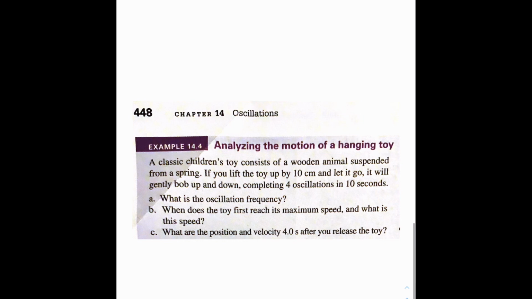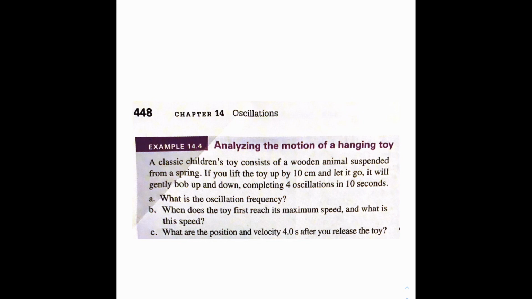All right. Analyzing the motion of a hanging toy. It says a classic children's toy consists of a wooden animal suspended from a spring. If you lift the toy up 10 centimeters and let it go, it will gently bob up and down, completing 4 oscillations in 10 seconds. What is the oscillation frequency? And then it asks some questions about max speed. When does it reach max speed? What are the position and velocity 4 seconds after you release the toy? Okay. So, this one's a little tricky.